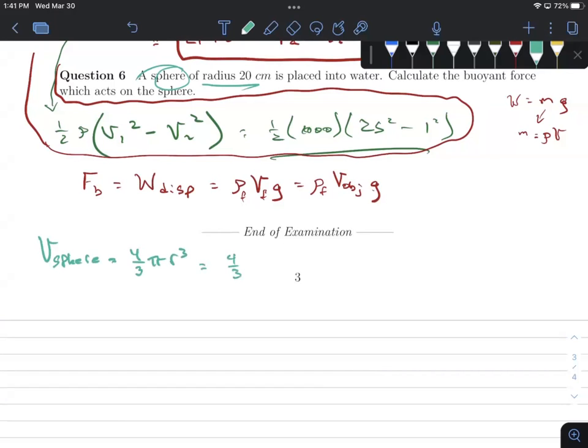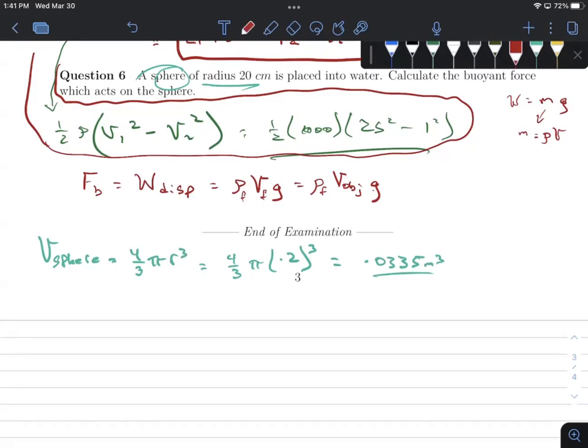So 4/3 times pi times the radius of this sphere, which is 20 centimeters. Again, you have to be very careful to convert. So it's 0.2 cubed. So 0.2 cubed times pi times 4 divided by 3. And I get a volume of 0.0335 cubic meters. So now I know the volume of the object.